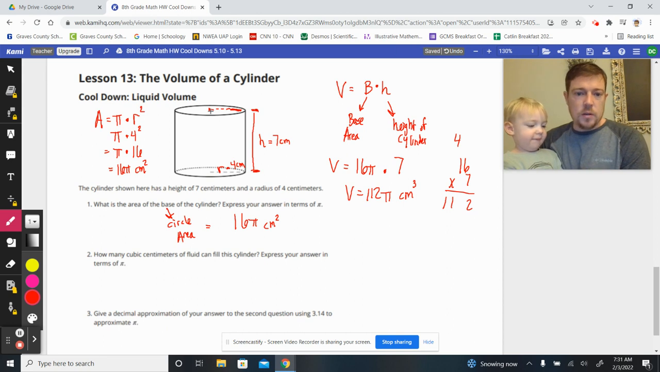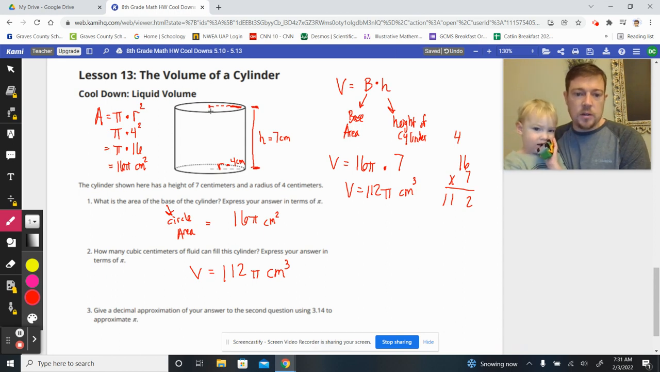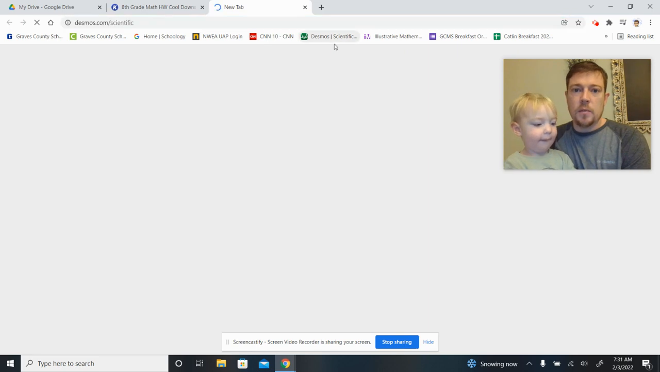All right, so express your answer in terms of pi. It means we don't have to multiply it out. We can just leave it as 112 pi centimeters cubed. And that is the volume of our cylinder. And lastly, they want us to give a decimal approximation of our answer using 3.14 to approximate pi. So that means that we need to multiply 112 times 3.14. I'll do that with our decimals calculator.